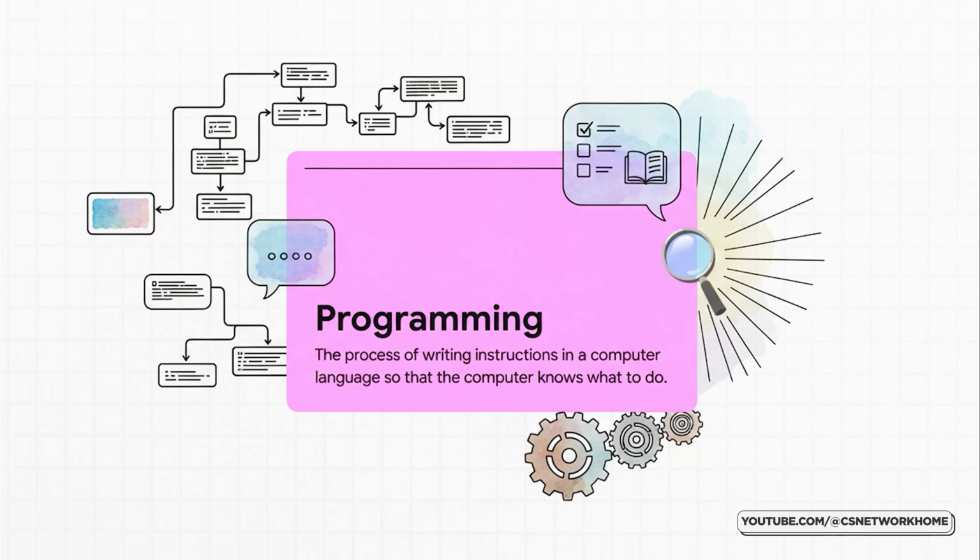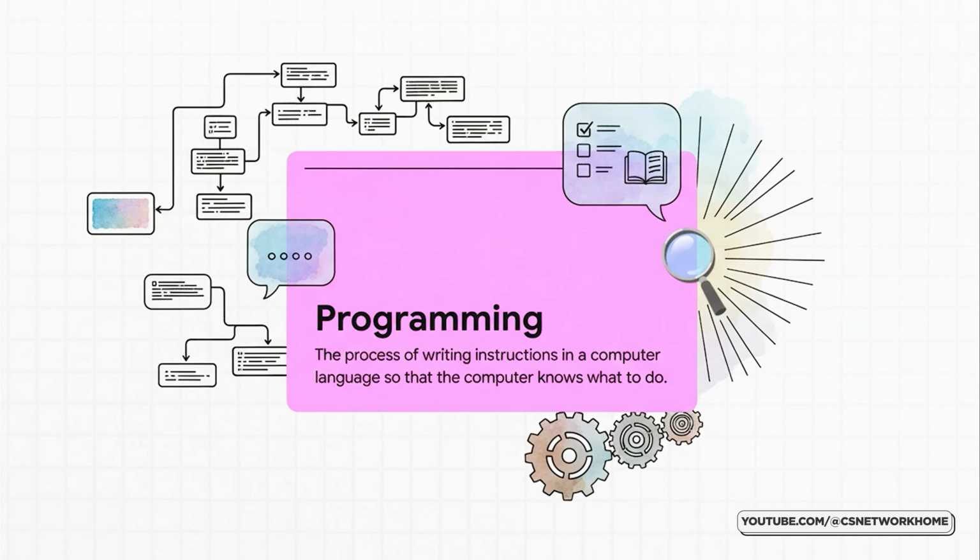And really, at its heart, it's that simple. Programming is just giving a computer a very, very specific to-do list. We write out a set of step-by-step instructions, and the computer follows them perfectly every single time. It's the ultimate instruction manual.